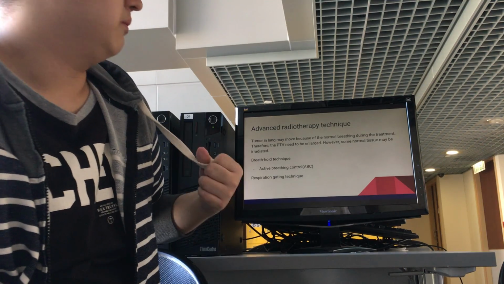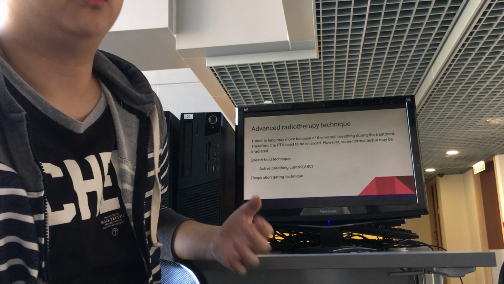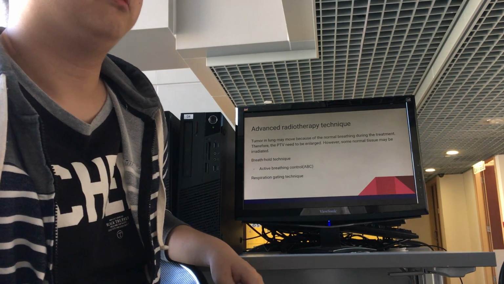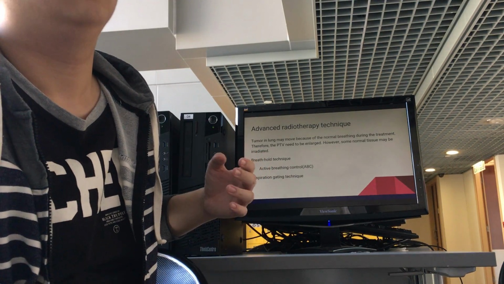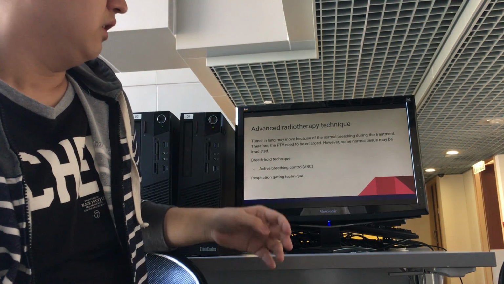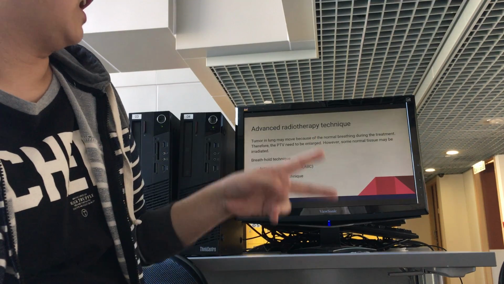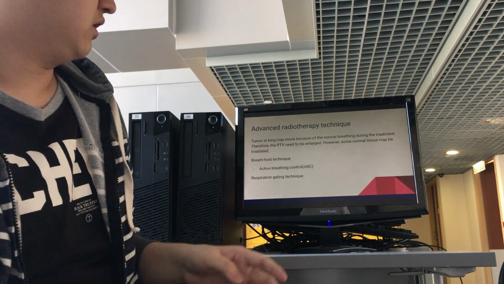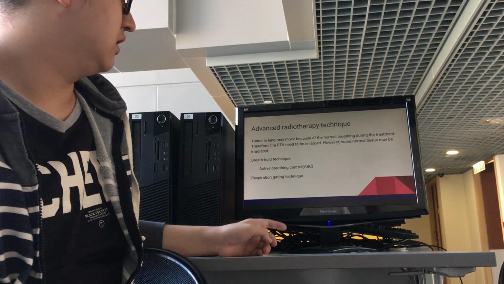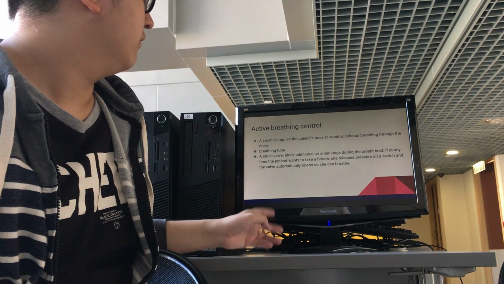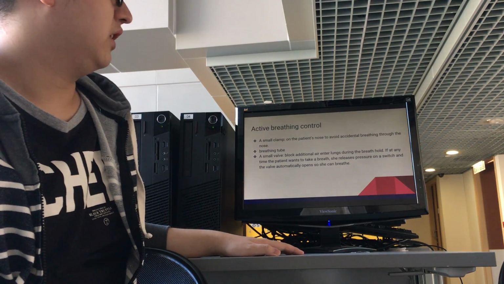Tumors in the lung may move because of normal breathing during the treatment. Therefore, the PTV needs to be enlarged. However, some normal tissue may then be irradiated. So we have two types of advanced radiotherapy techniques, which are the breath hold technique and the respiration gating technique. The first one is active breathing control.